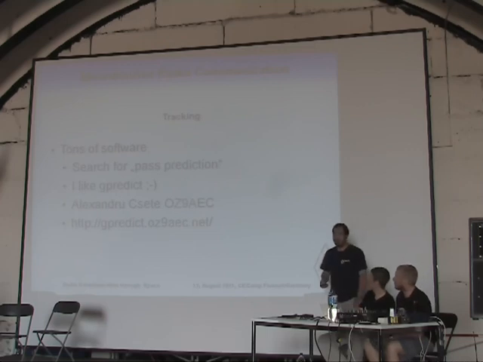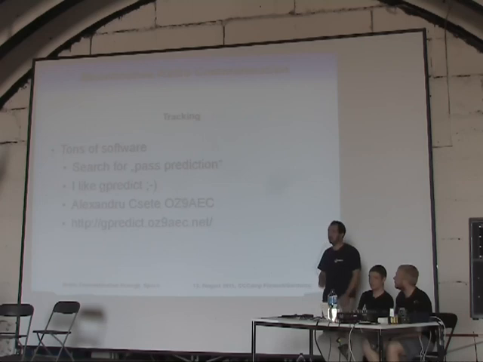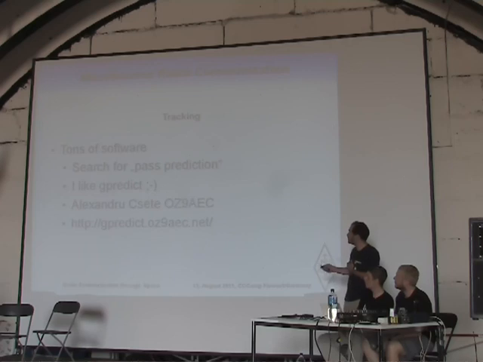Okay, how do you know where to find the satellite? These satellites are moving rather fast. They rise and set within 10 minutes, something like that, so you have to know where to point your antenna. There's lots of software on the internet for Windows, Mac, and of course for Linux. I prefer open source software, and my favorite is gpredict by Alexandru Sete.